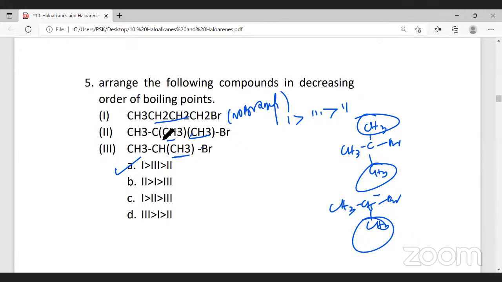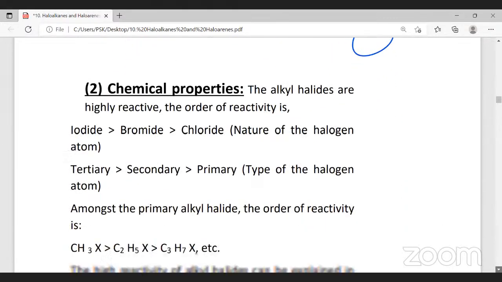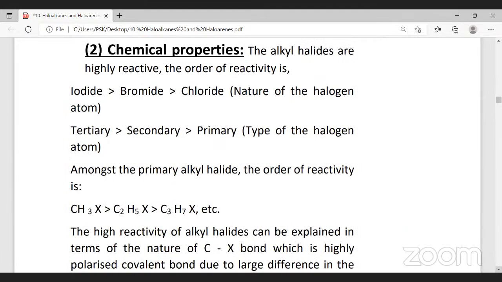Now, we are going to learn some of the chemical properties of alkyl halides. The alkyl halides are highly reactive. The order of the reactivity is: iodides are more reactive compared to bromides, and bromides are more reactive compared to chlorides, based on the nature of the halogen atoms.